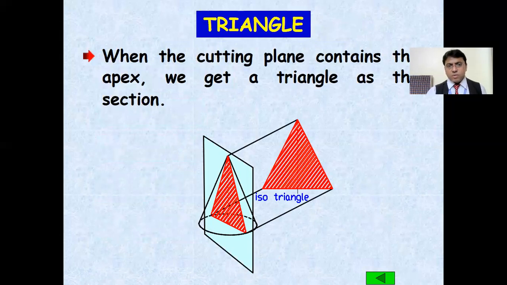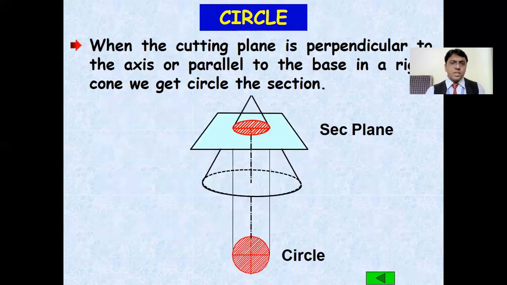Suppose this is a triangle structure, or isosceles triangle structure. When the cutting plane contains the apex, we get a triangle as the section. I think everyone can easily understand with the pictorial representation. The circle, as I told you, is obtained when the cutting plane is perpendicular to the axis or parallel to the base in a right cone; we get a circle as the section.